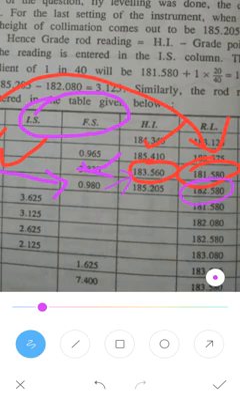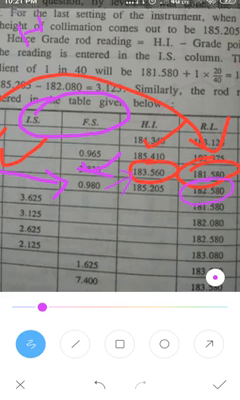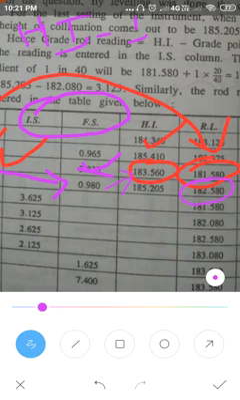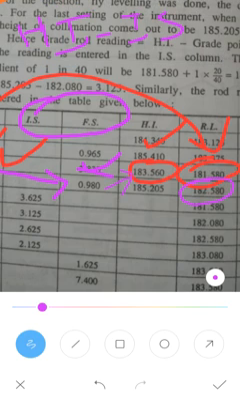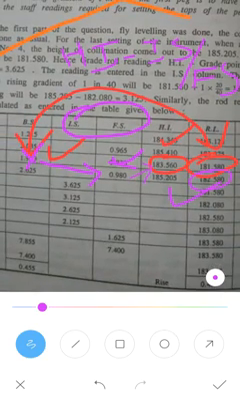HI minus IS or FS. If you subtract that, you will get RL. 183.560 minus 0.980 gives 182.580. So now you got this RL. As soon as you got RL, what do you have to do? You have to add.